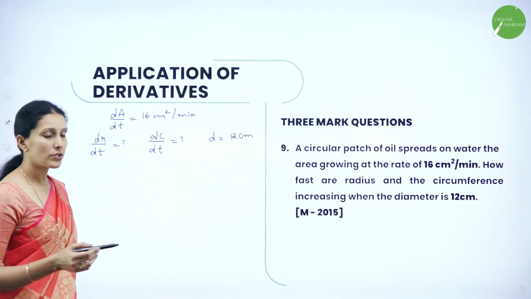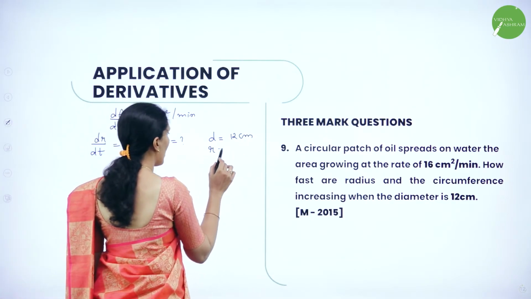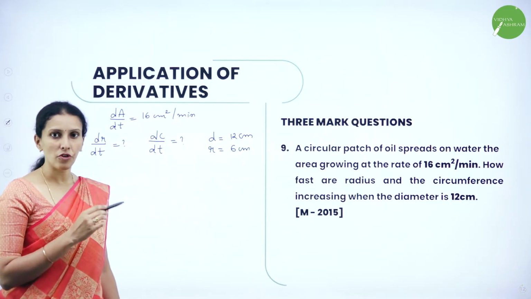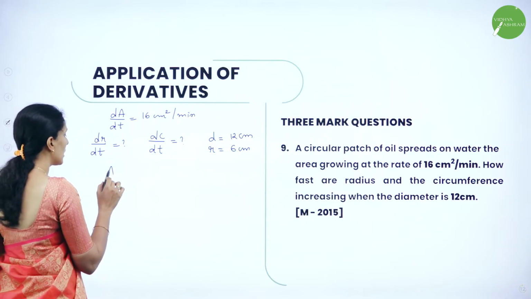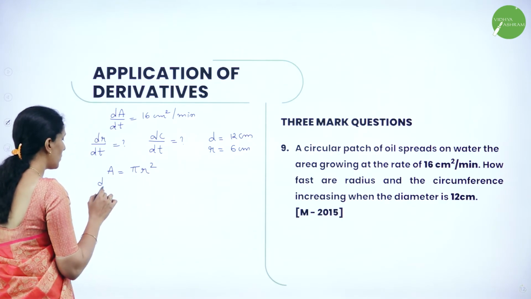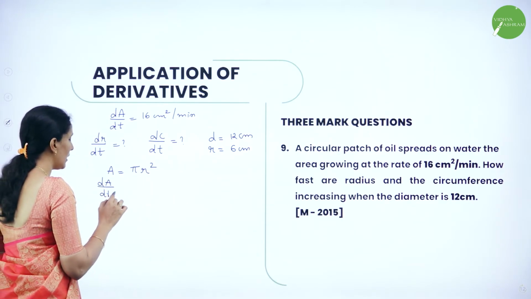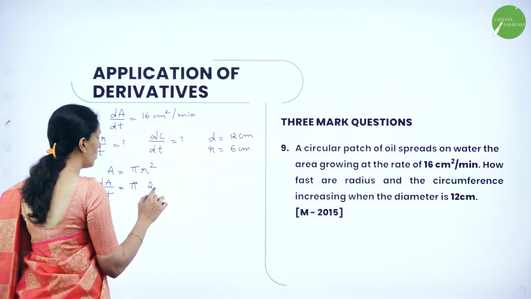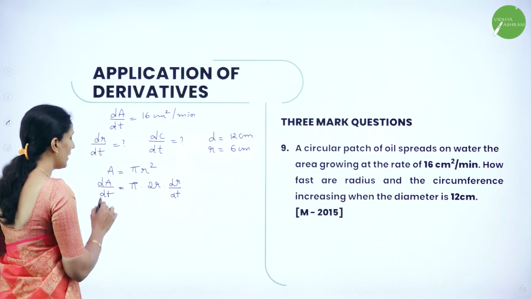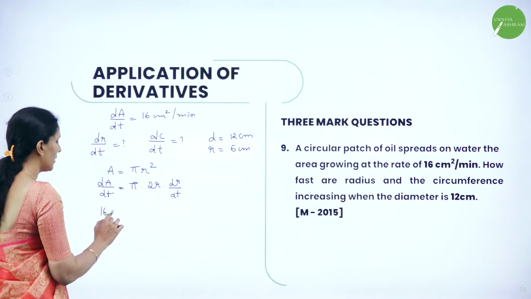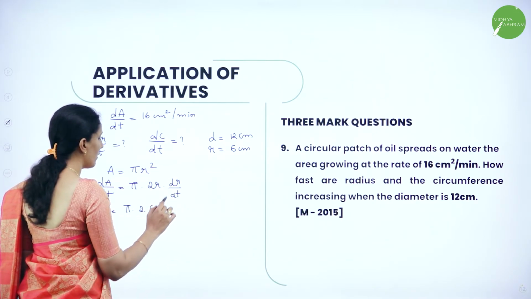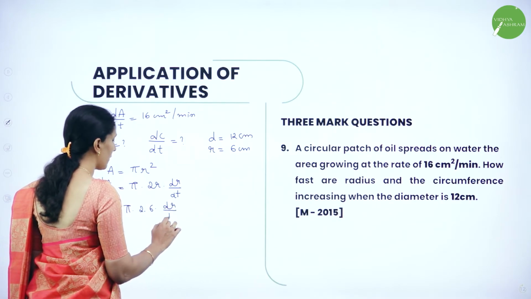Now if the diameter is 12 centimeter, what about the radius? r will be equal to 6 centimeter. Since it's a circular patch of oil, the area is pi r square. If we differentiate with respect to time, we get dA by dt is equal to pi into 2r into dr by dt. So here we have dA by dt as 16, pi into 2, r we can take as 6, and we need to calculate dr by dt.